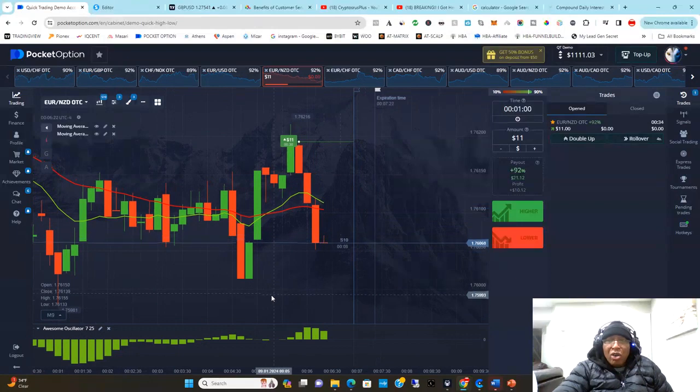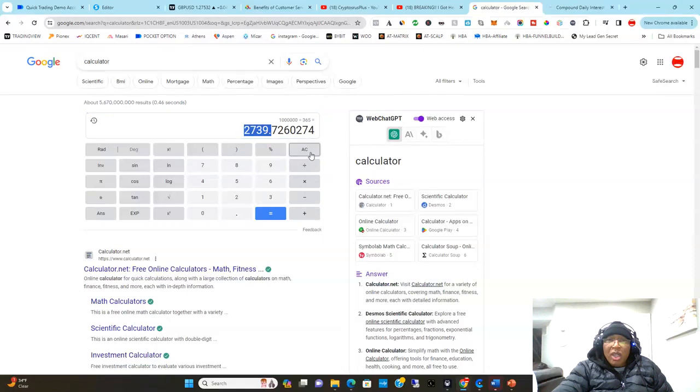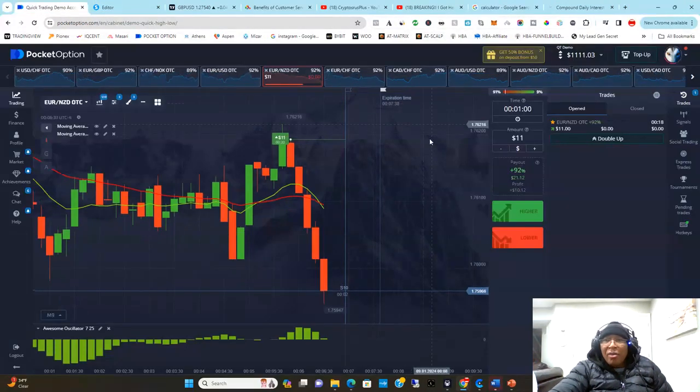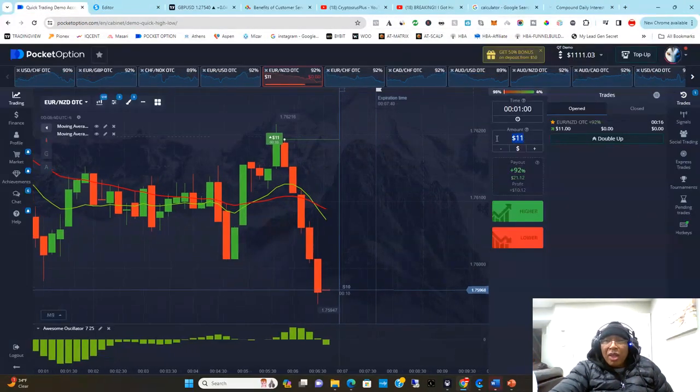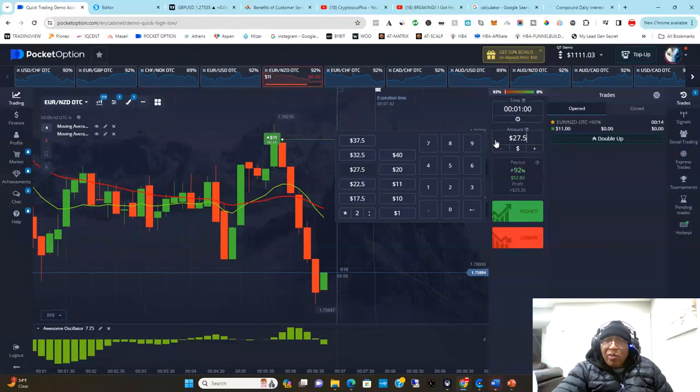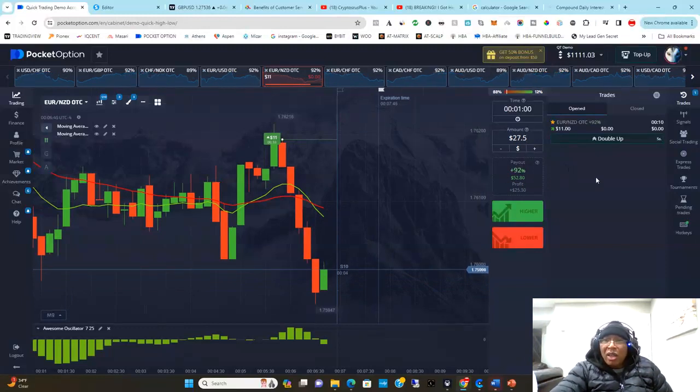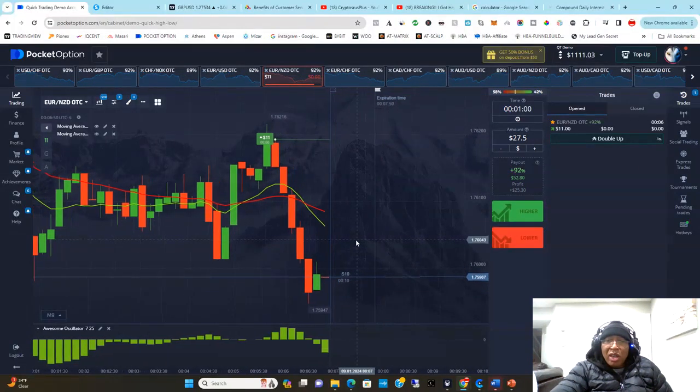But I told you what we're going to do. We are going to double this. So not really double. We're going to multiply this by 2.5. So our next trade is going to be 27.5. So that one we will recoup our loss, and also 27.5. That will be our next trade, which is this one right there. Okay, so we lose that, and then we're gonna look for another trade.